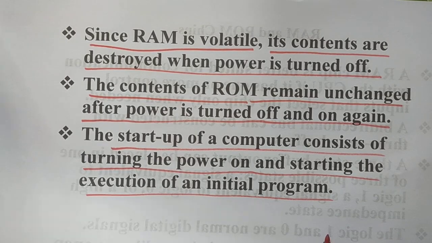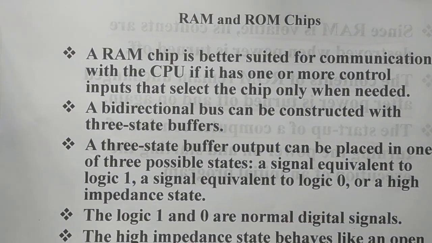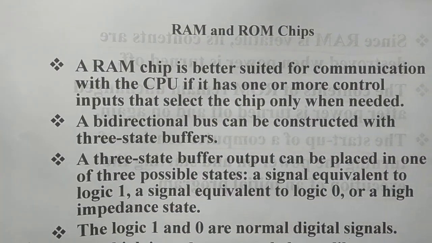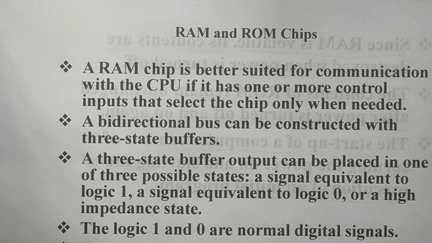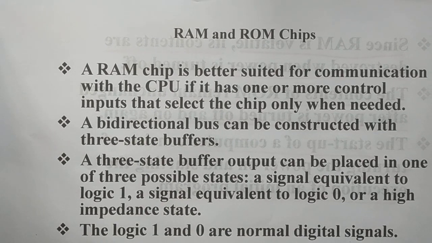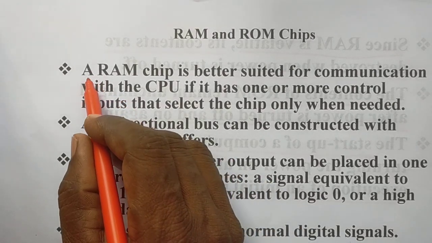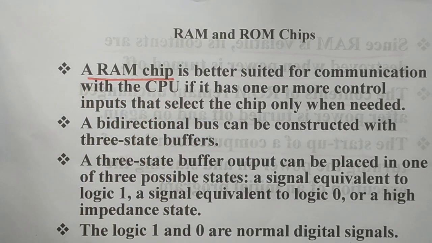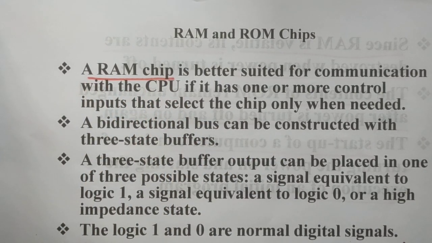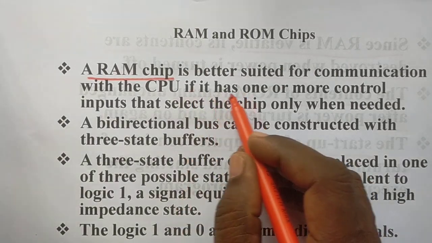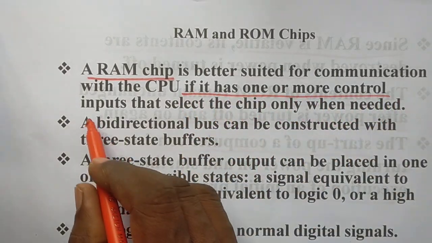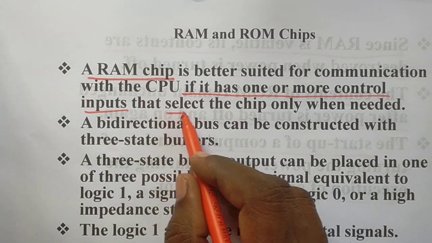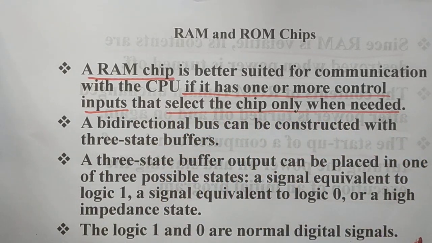Next, we will see how RAM and ROM chips are built. That kind of concept I have to explain. Okay, I will explain that part. You see, a RAM chip is better suited for communication with the CPU. You see, RAM is one kind of chip. It is better suited for communication with the CPU if it has one or more control inputs that select the chip only when it is needed.